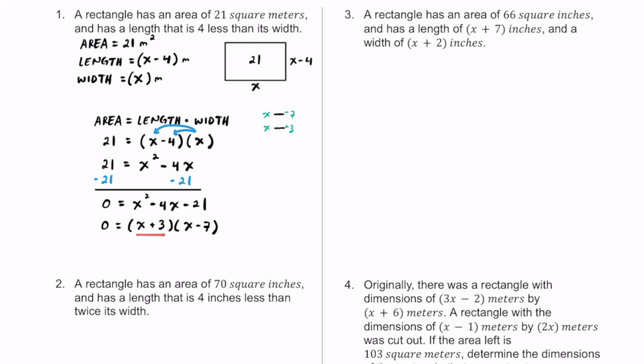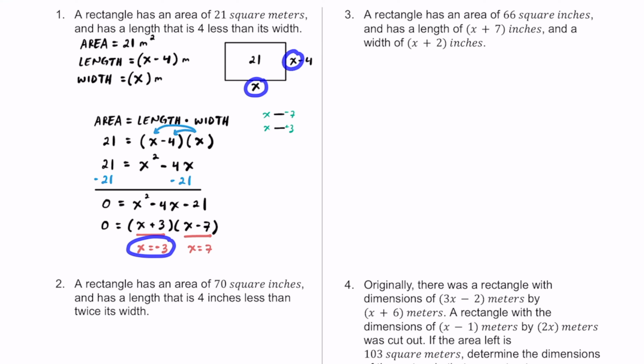So for this one over here, what value of x would make this 0? Well, if x was negative 3, then this whole thing would equal 0. And then over here, if x was equal to a positive 7, then this equation would also be true. Now, can x really equal negative 3? Well, I don't think so, because if we plug in negative 3 here and negative 3 here, we're going to get dimensions that are negative, which can't be true for this rectangle.